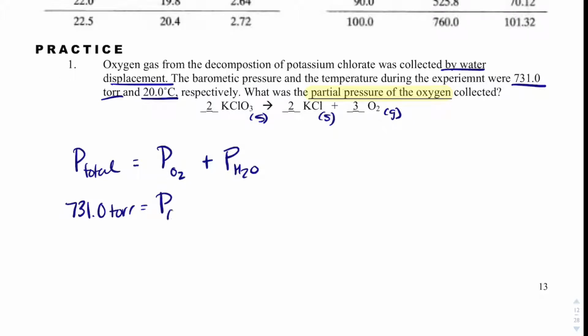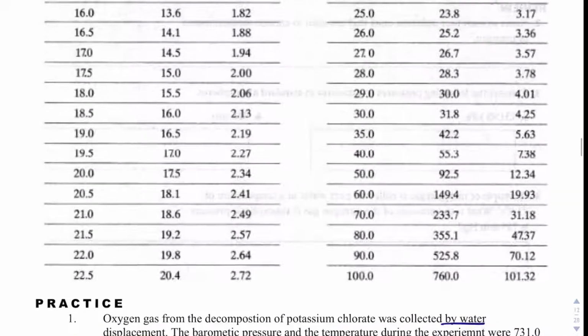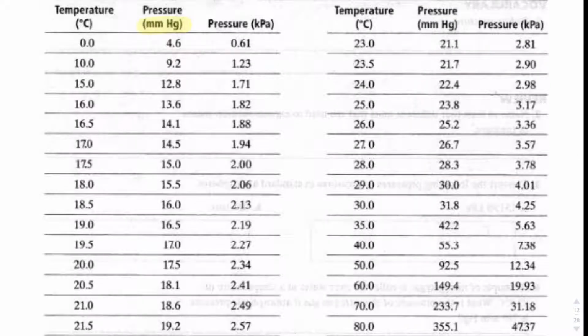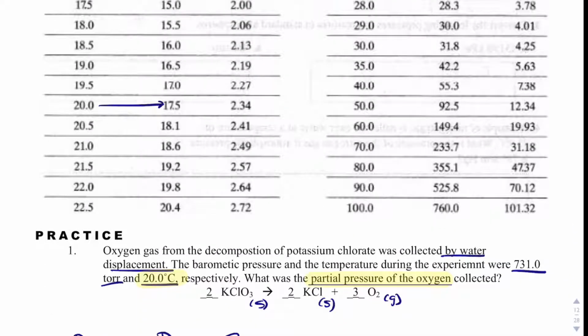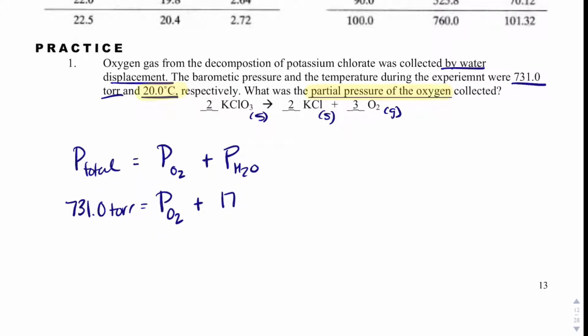So what I have to do is figure out that at 20 degrees Celsius, how much the water vapor is going to contribute to my pressure. So I'm just going to look at my table, and we have our millimeters of mercury column, which is the same as torr. We're at 20 degrees Celsius, so that is 17.5 torr. And if I subtract away 17.5 from each side, my pressure of oxygen will be 713.5 torr. Okay.